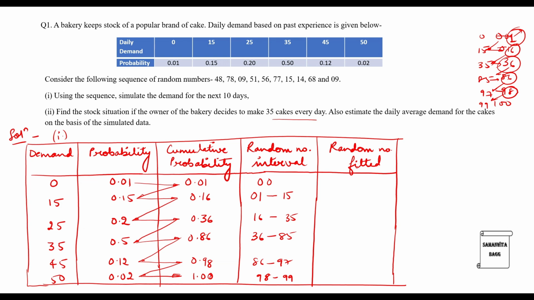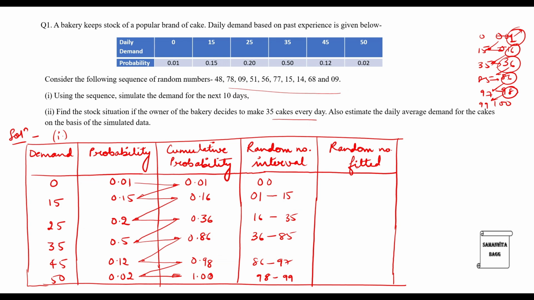Next, we are going to fit the numbers that are given. Now, I multiplied them with 100 because these numbers were 2-digit numbers. Suppose these numbers are 3-digit numbers, multiply them with 3 zeros. If it is a 4-digit number, multiply them with 4 zeros. And accordingly, see to it that your interval is able to fit these random numbers.